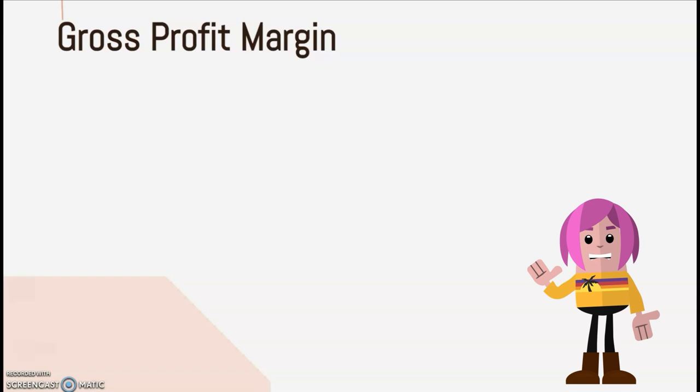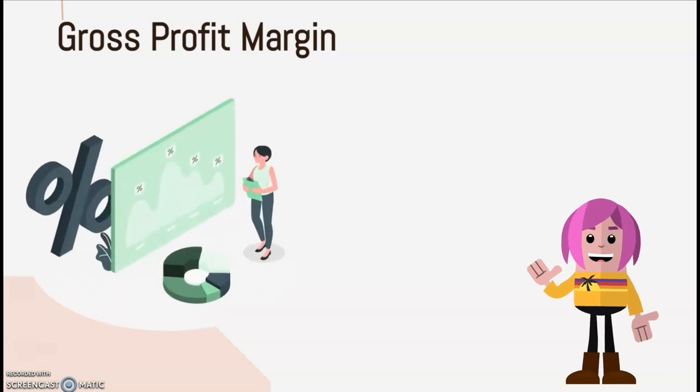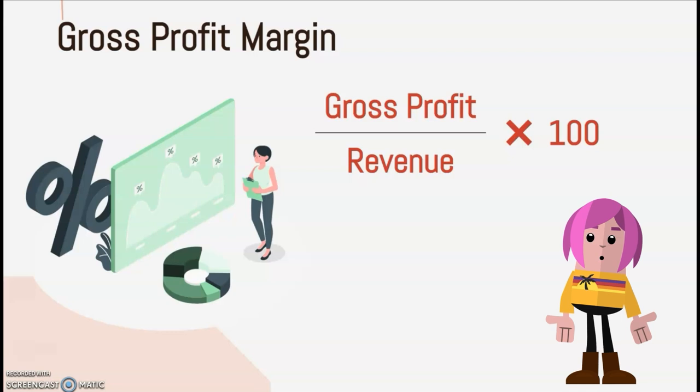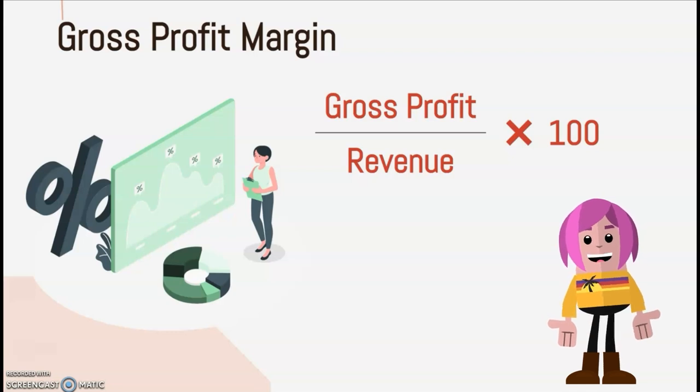Gross profit margin shows the gross profit as a percentage of net sales, or revenue. The formula is gross profit divided by revenue times 100, which results in a percentage.